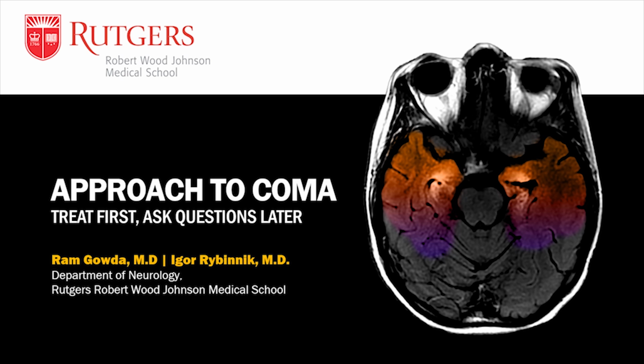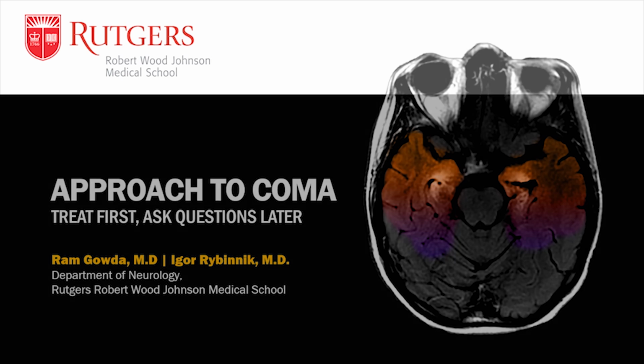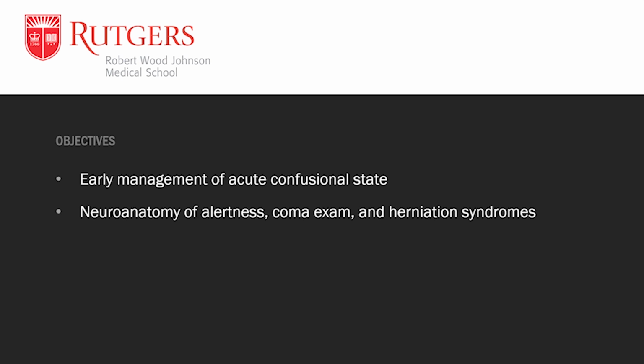So today's talk is about coma. First, we're going to review the early management of patients with the acute confusional state. Next, we'll discuss the neuroanatomy of alertness, the coma exam, and the three main herniation syndromes. We're also going to learn how to address intracranial pressure crises and how to manage cerebral edema.